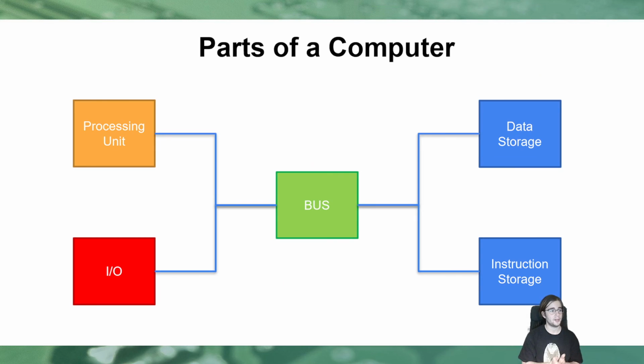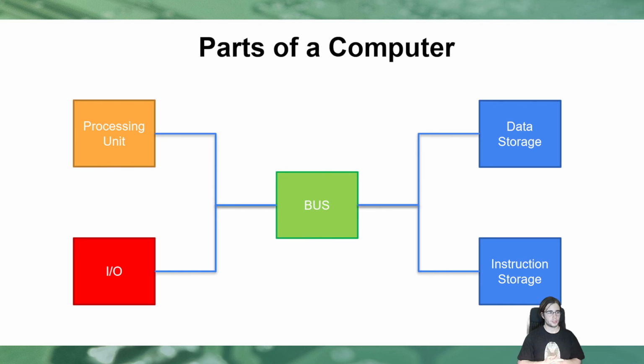Now we go into the parts of a computer. Up to the left, in orange, we have one of the most important parts, the processing unit. The processing unit is basically the brains of the computer. It does calculations and executes instructions, so the computer can run through programs.